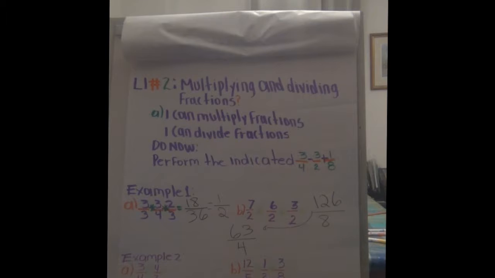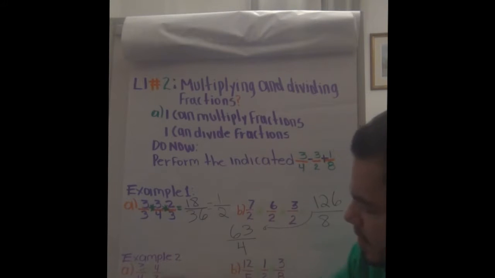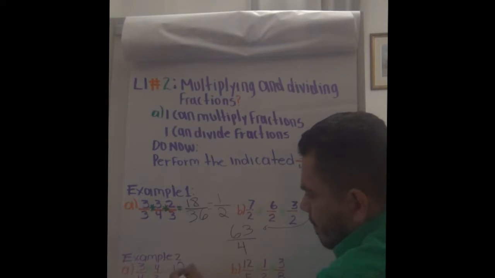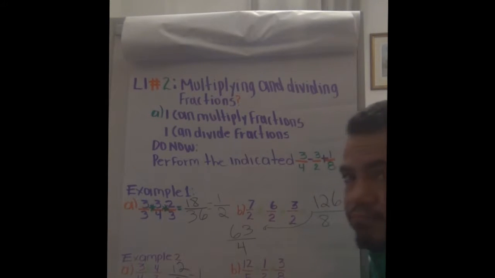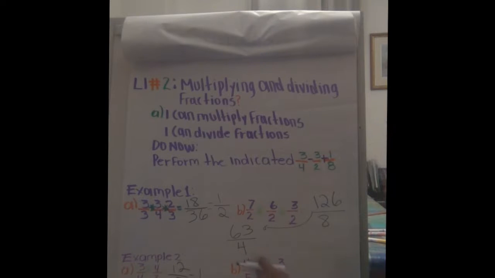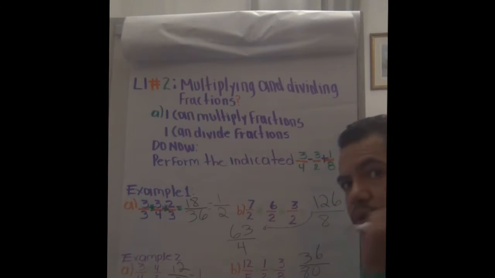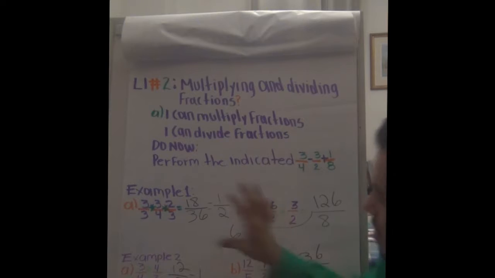Alright, so 63 over 4, and now let's go to example number 2, which basically, it's easy. 3 times 4 is 12, 4 times 3 is 12, 12 divided by 12 is 1, and that's it. How about this one? 12 times 1 is 12, times 3 is 36, 5 times 2 is 10, times 8 is 80. I am not going to reduce it for you. You can reduce it yourself. You already know how to. I'm not teaching you how to reduce fractions. I'm teaching you how to multiply and divide fractions. So that's how you multiply fractions.